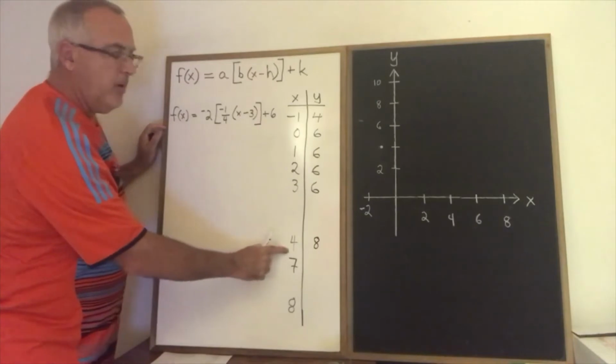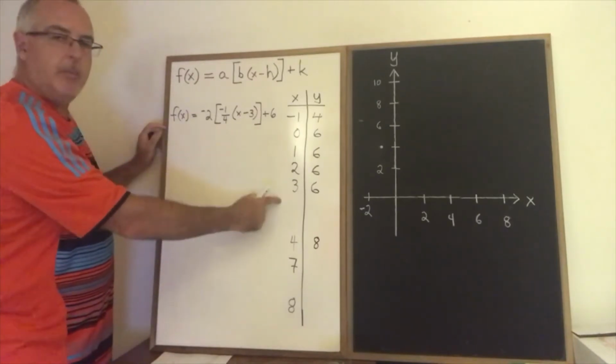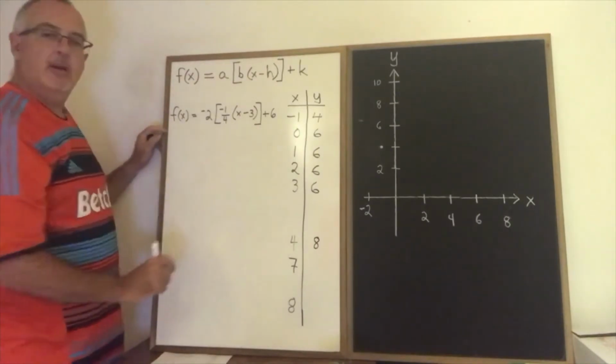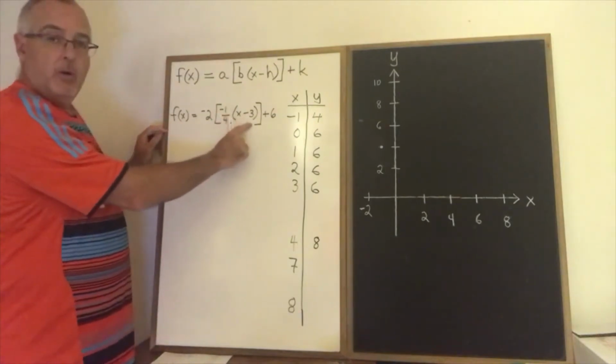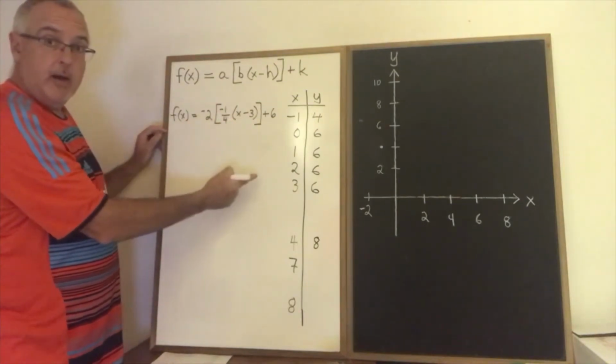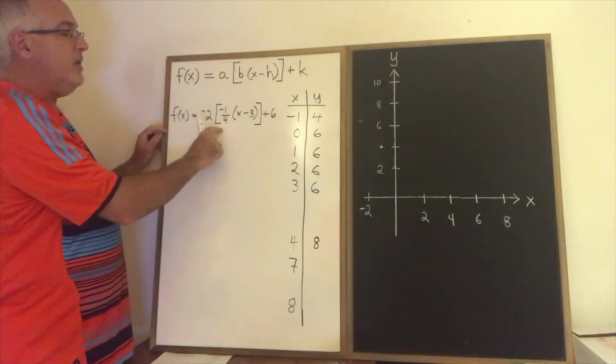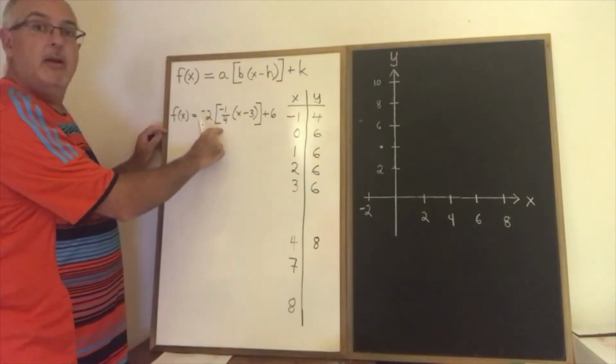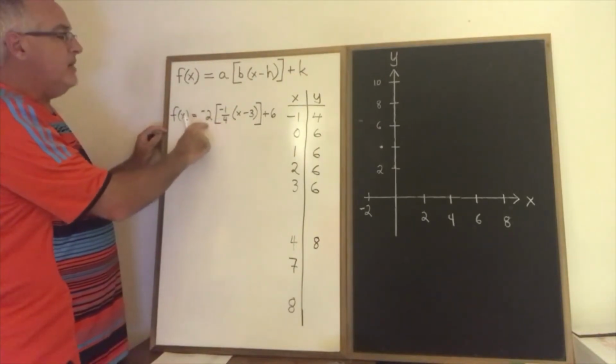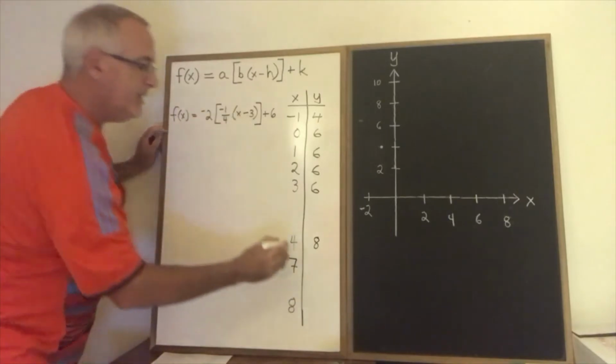Now I'm going to jump over 5 and 6 because I see this repetition happening. And I'm going to try 7. 7 minus 3 is 4. 4 times -1/4 is -1. The greatest integer less than or equal to -1 on the number line is -1. -1 times -2 is +2, plus 6 is 8.